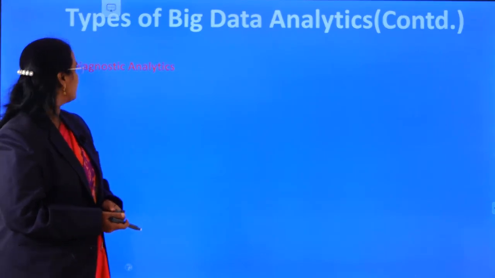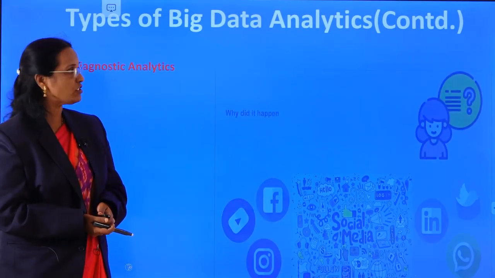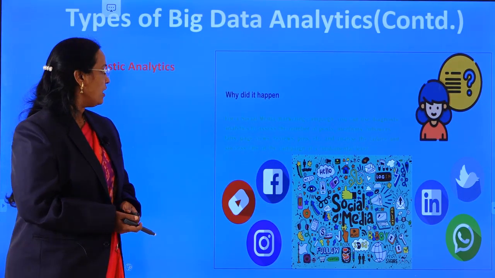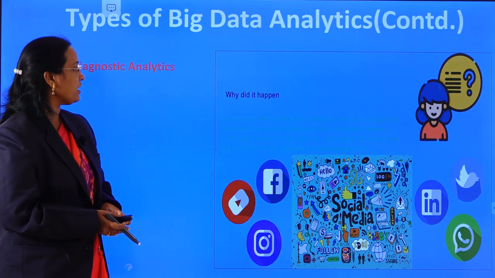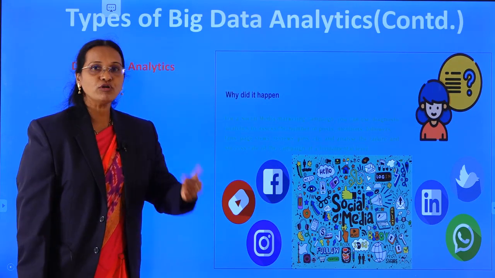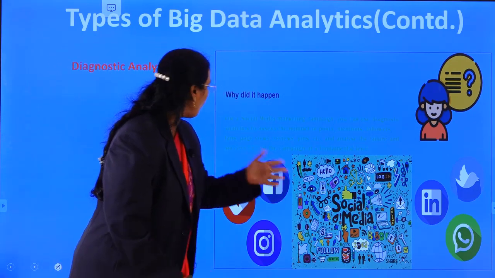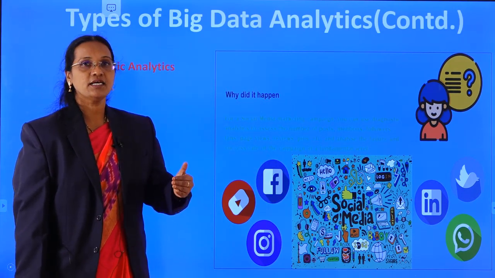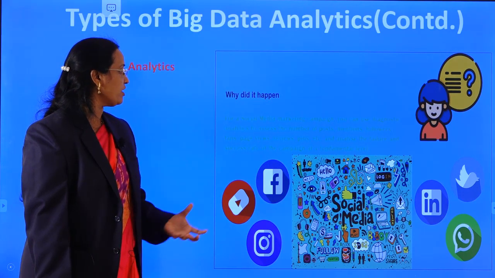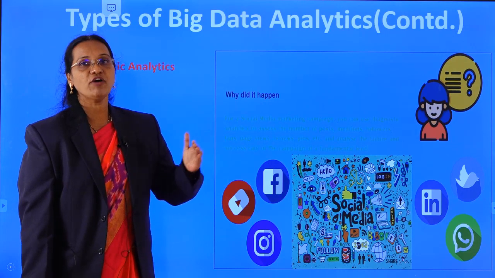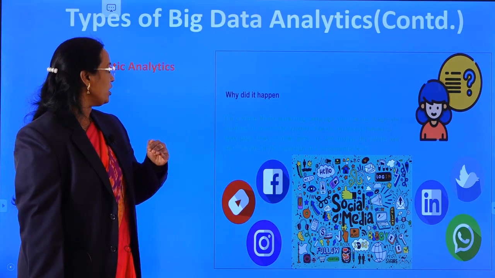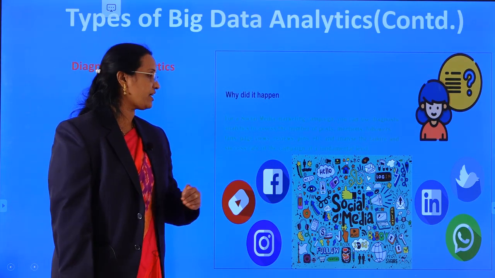The next type of analytics is called diagnostic analytics. What is diagnostic analytics? Why did it happen is diagnostic analytics. Social media marketing campaigning is the best example for this. Why did it happen? That means based on the number of posts, the number of followers, the number of fans, the number of page views, etc. Based on all these parameters, whether I have succeeded or failed. That is called diagnostic analytics, and this can be very useful for social media marketing campaigning.